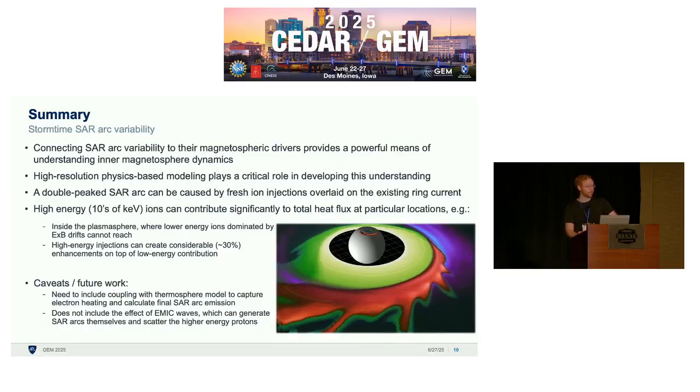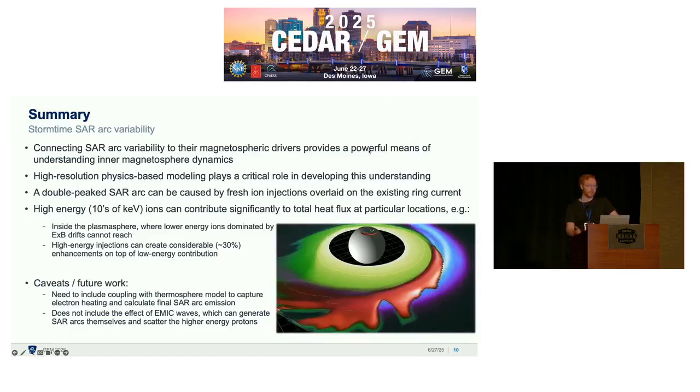So to conclude or summarize, connecting star arc variability to their magnetospheric drivers can be a very powerful means of understanding in-magnetosphere dynamics, particularly because it's really difficult to do this with in-situ spacecraft alone, because they're flying through the region very quickly. They don't have the less localized view, and we can monitor these things evolving on hours-long timescales, which is also really hard to do with in-situ because you come around every few hours or so and you don't know what happened in the meantime. But to build that understanding, high-resolution physics-based modeling can play a really critical role in helping us achieve that.